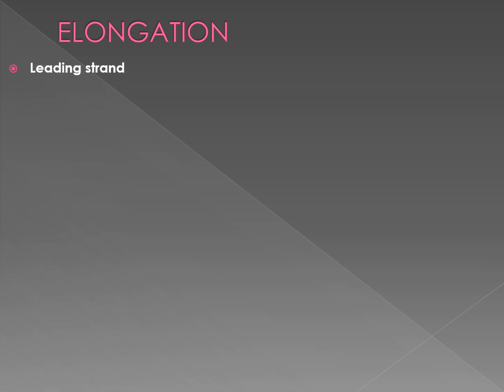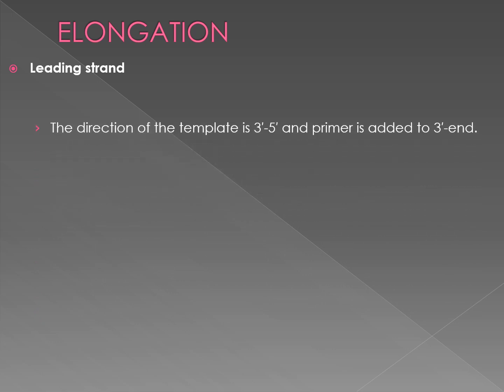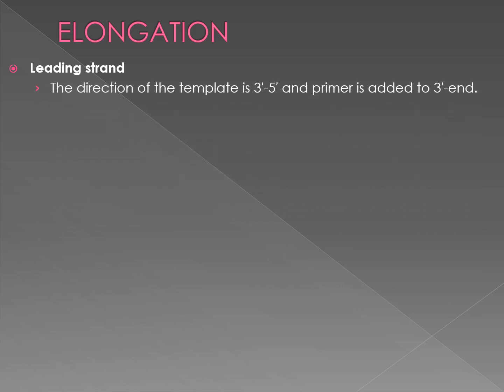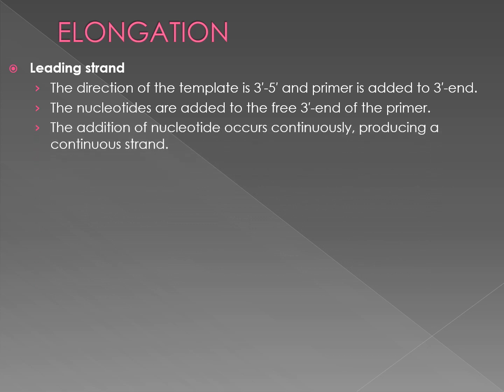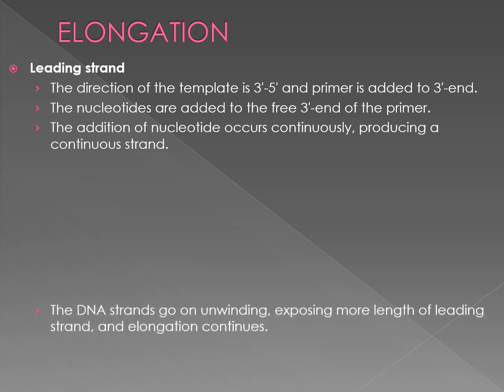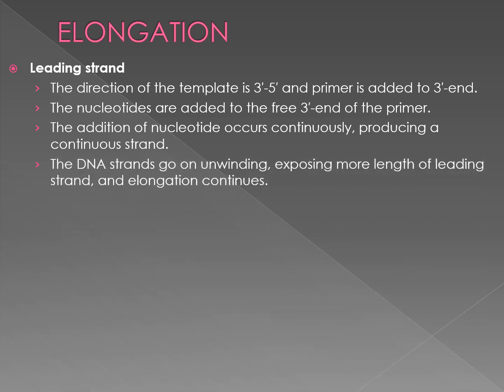In elongation, both leading strand and lagging strand go separately in a different fashion. In the leading strand, the direction of the template is already 3' to 5', and the primer is added to the 3' end. The direction of the primer is 5' to 3', so the 3' end of the primer is free. The nucleotides will be added by the enzyme DNA polymerase to the 3' end of the primer. A continuous strand will be produced by addition of the nucleotides in a continuous manner.